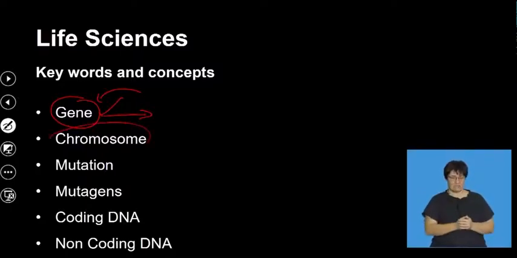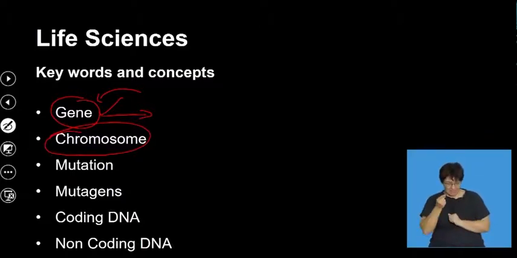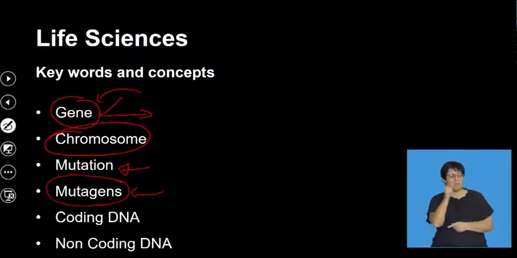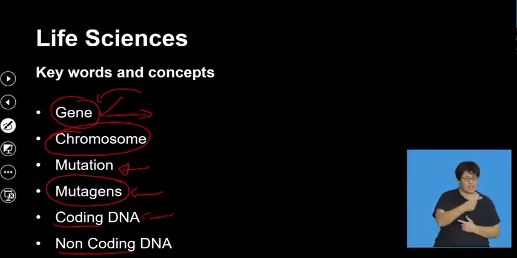We also know that there's changes in the chromosomes of an organism, and so we're going to point to the process of a mutation happening on a chromosome. We need to unpack what a mutation is. We're going to look at factors that cause mutations and refer to those factors as mutagens. During our process of understanding genetic profiling, we're going to look at the concept of what coding DNA is and non-coding DNA.